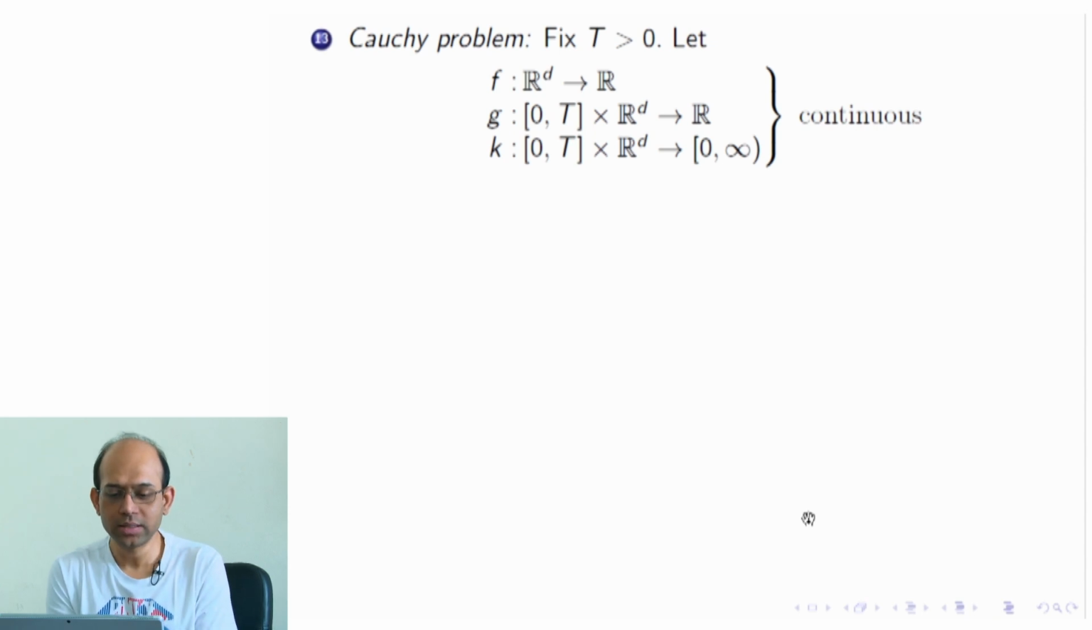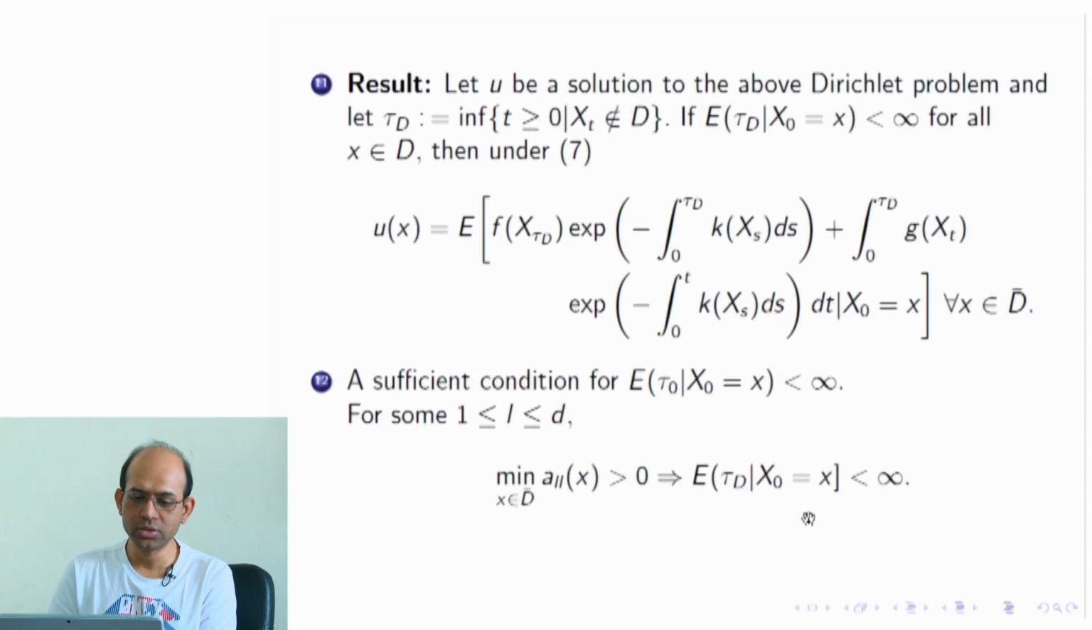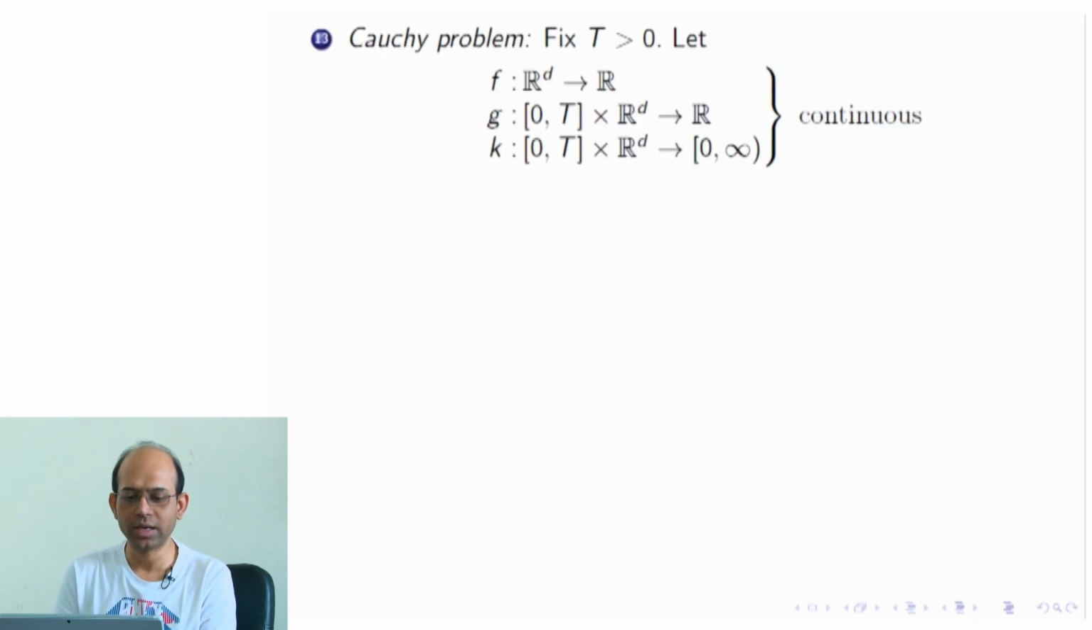Okay, so now I state another result. Here I have stated this result for the Dirichlet problem without a proof. Now we are stating another problem, the Cauchy problem, in this more general setting where it is not only coming from the Laplacian but a variable coefficient general second order elliptic operator.